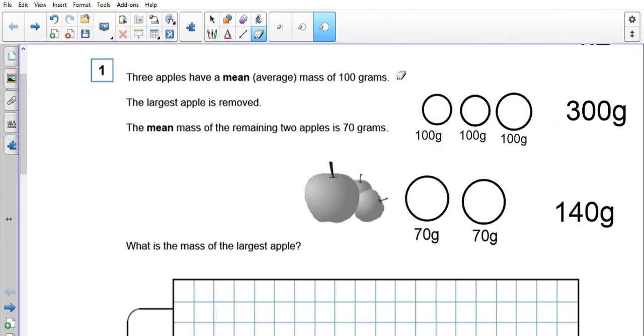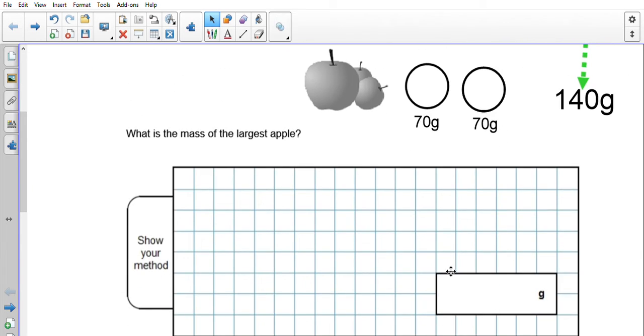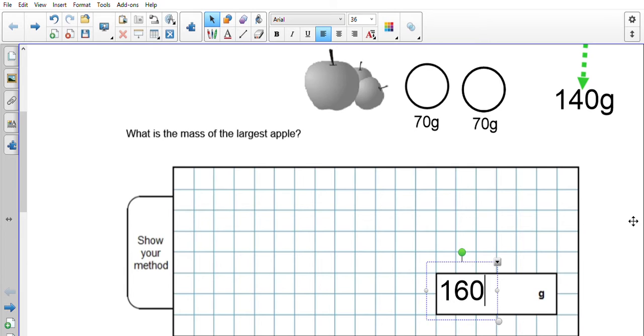So what I need to do is I need to compare my 2 total masses from my means, so 300 to 140, and the difference between those 2 is going to be the mass of the apple that I've removed. So that means that the mass of the apple that's been removed is 160 grams.